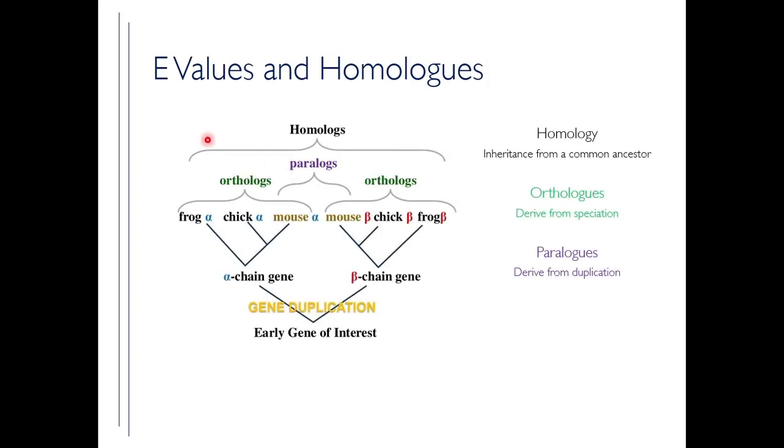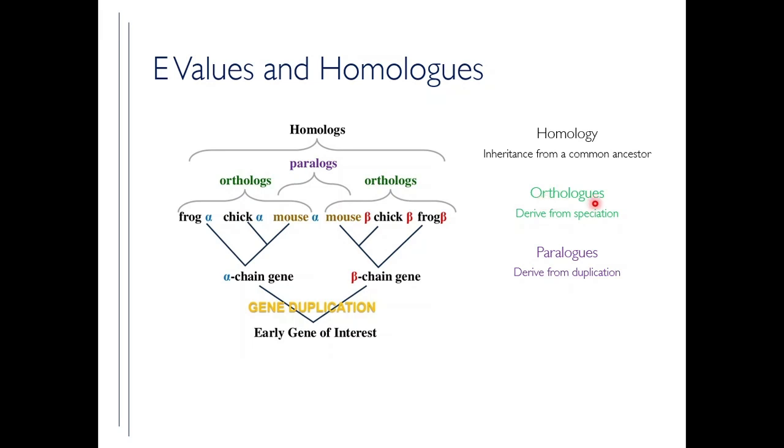The final thing I just want to talk about is homologs. There are different flavors of homologs. Homologs, don't forget, just means inheritance from a common ancestor. So everything here is a common ancestor to this particular common ancestor down here. Therefore, everything is homologous to each other.